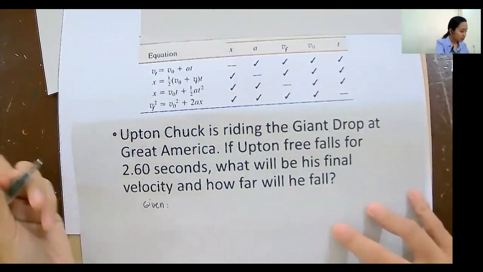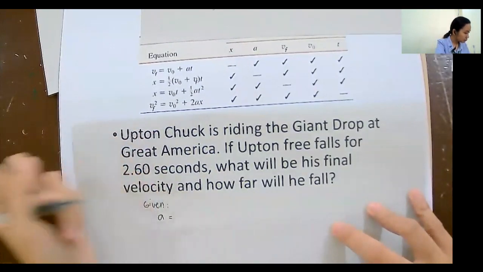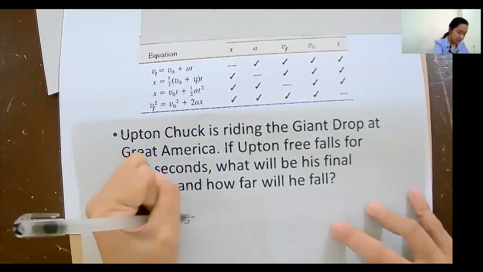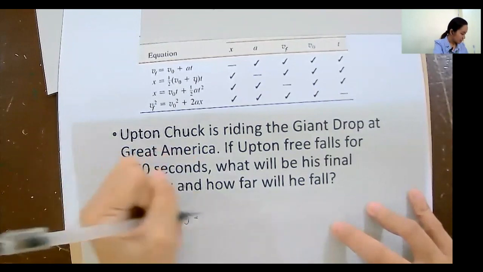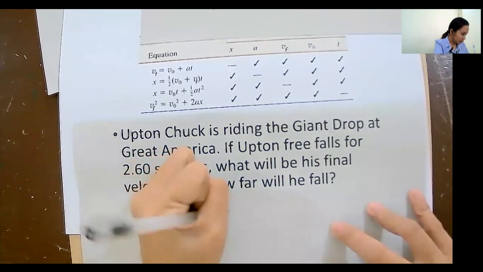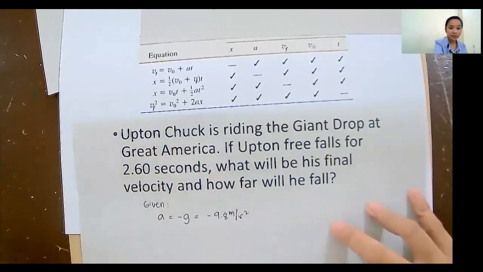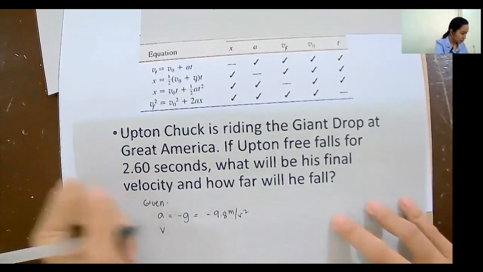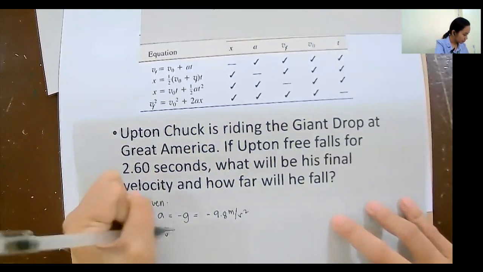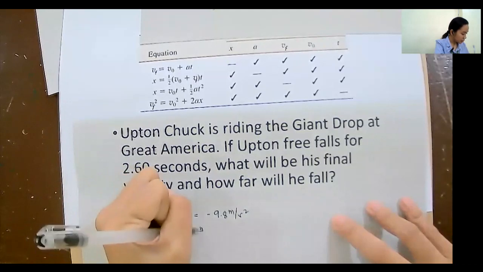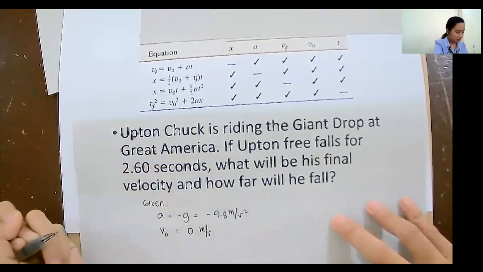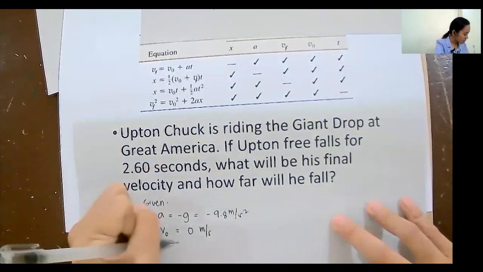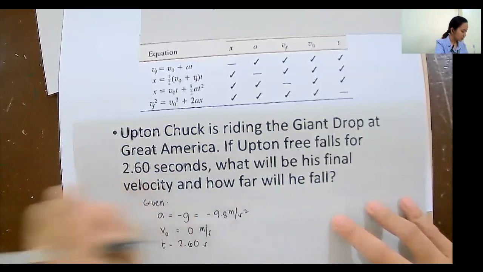The given here is your acceleration, or your acceleration due to gravity. This could be your negative g. That's negative 9.8 meter per second squared. And then the other given is your initial velocity, which is 0 meter per second. And then your time, that's 2.6 seconds.